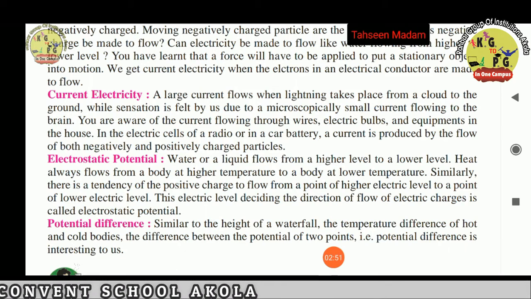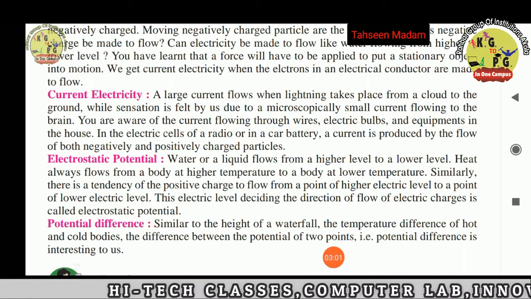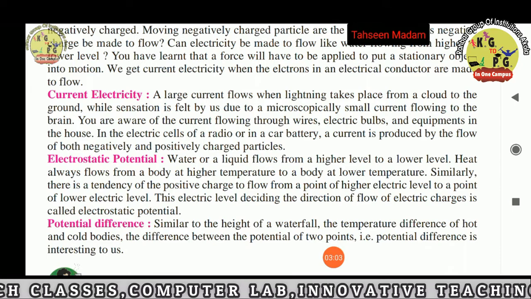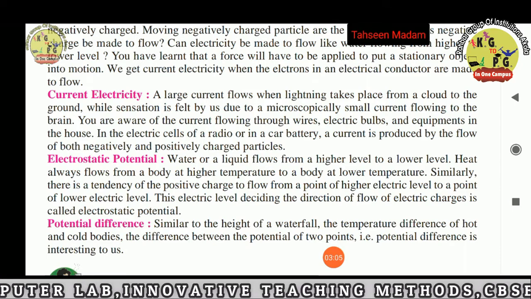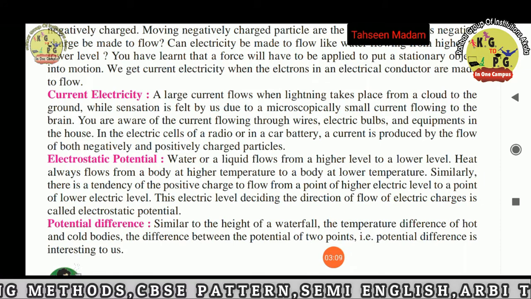You are aware of current flowing through wires, electric bulbs and equipment in the house, in the electric cell of a radio or in a car battery. A current is produced by the flow of both negatively and positively charged particles.